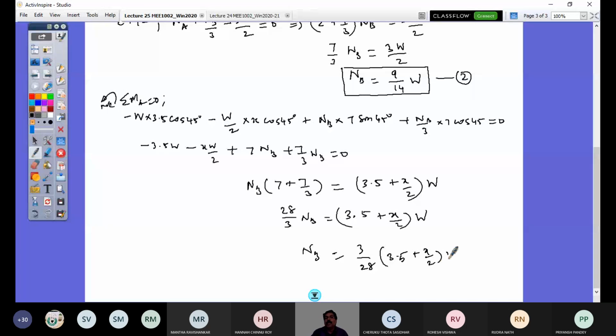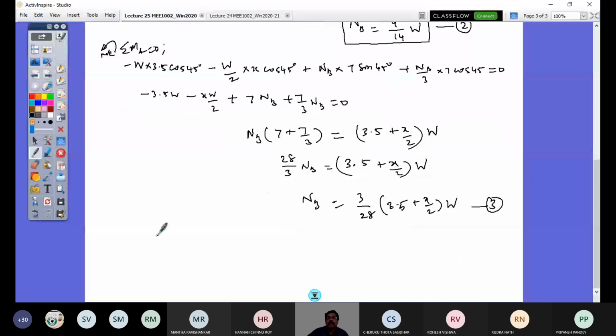So equations 2 and 3 can be equated. Equation 2 equals 3, as on the left hand side it is NB. So I now have 9 by 14 W, correct? That is equal to 3 by 28 into 3.5 plus X by 2 W. So this W goes out.